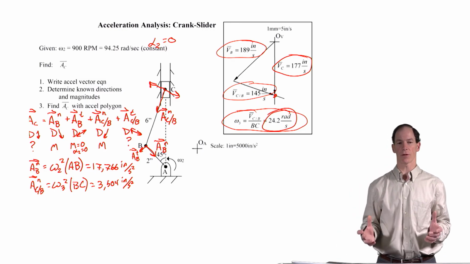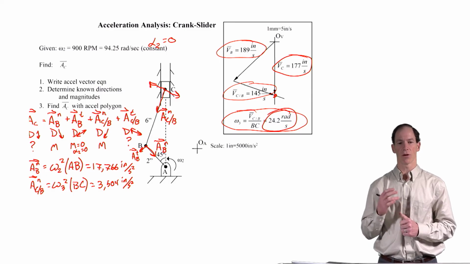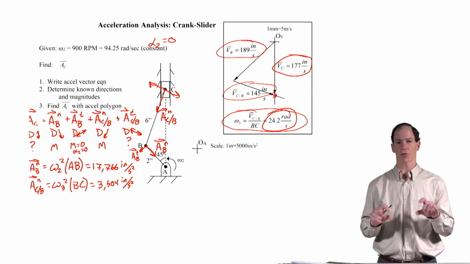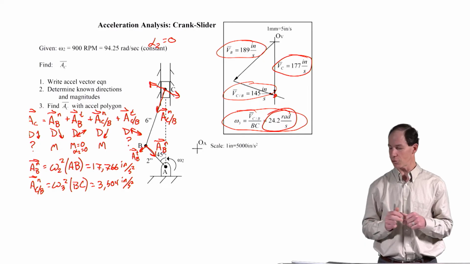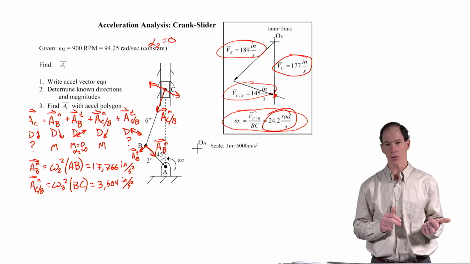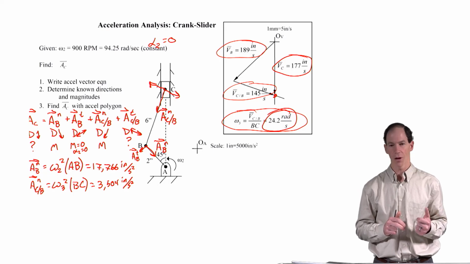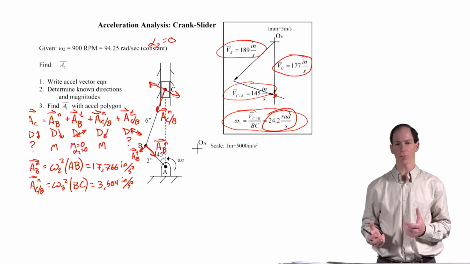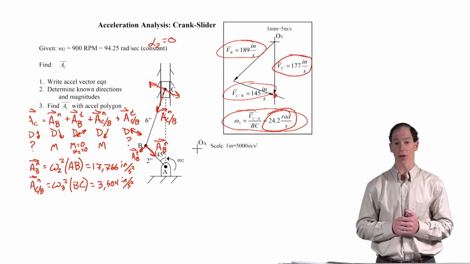So now I've got this vector equation. And again, remember a vector equation is equivalent to two scalars, and I've got two unknowns, which are the magnitude of the acceleration of C and the magnitude of C with respect to B tangential. So now I'll use the same method we did using graphical velocity analysis to solve this acceleration problem.